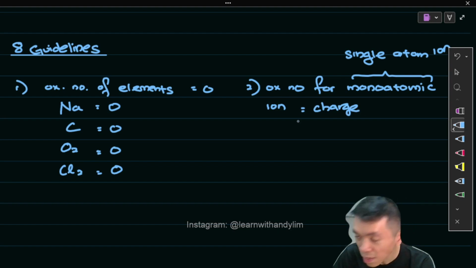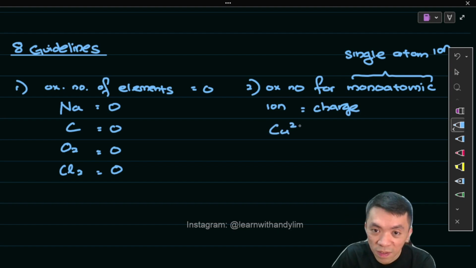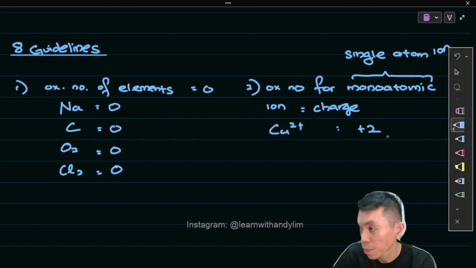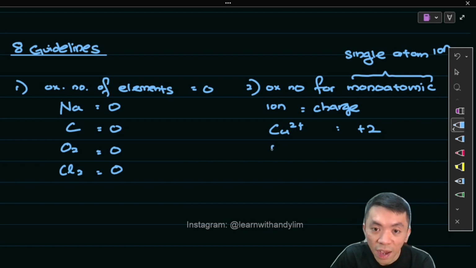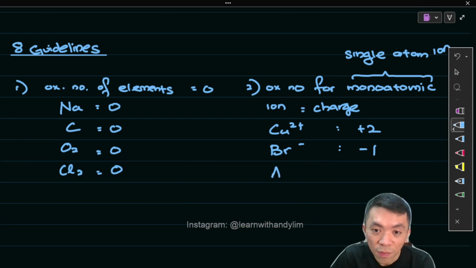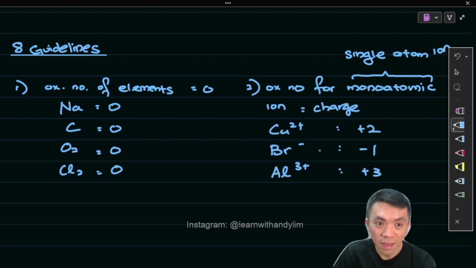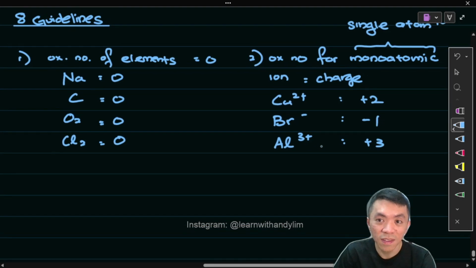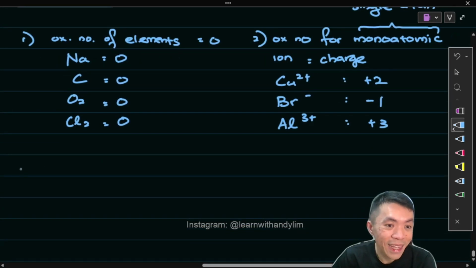For example, when I have my Cu2+, my oxidation number is +2. If I have my bromide ion, the oxidation number is -1. When I have my aluminum ion, my oxidation number is +3. Done. This is easy, this is very fast.